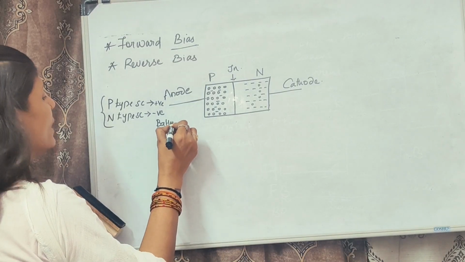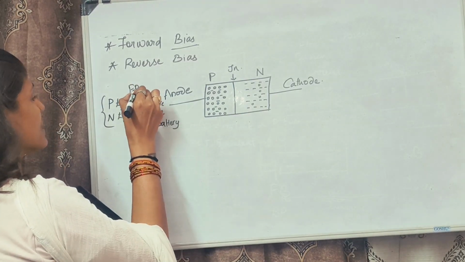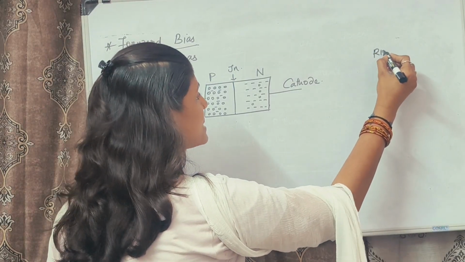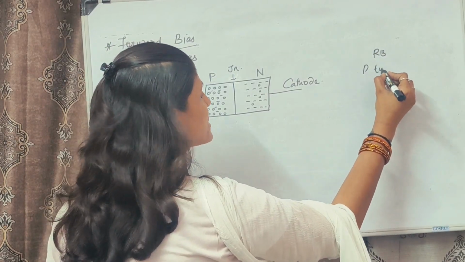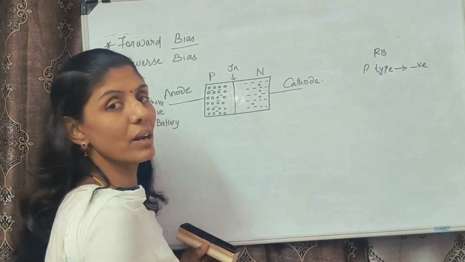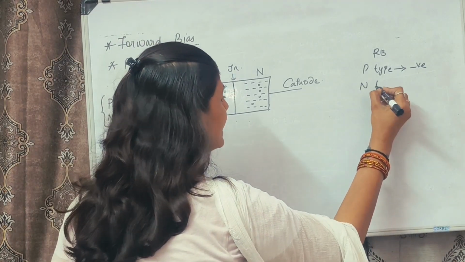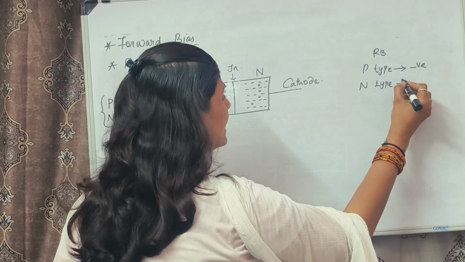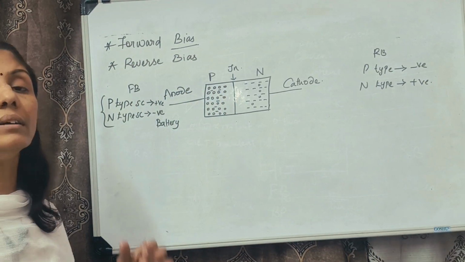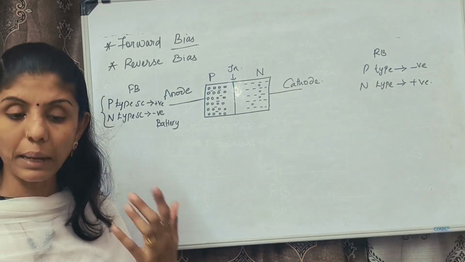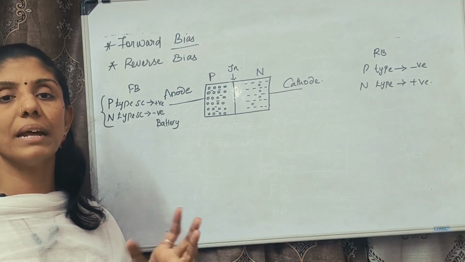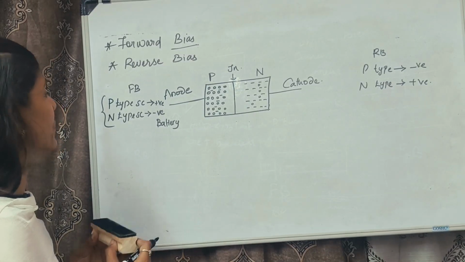So that is called a forward bias, right? So if it is a reverse bias, the P-type semiconductor gets connected with the negative terminal of the battery and the N-type semiconductor gets connected with the positive terminal of the battery. Okay, so whenever you are considering any battery, it has both a positive terminal as well as a negative terminal.